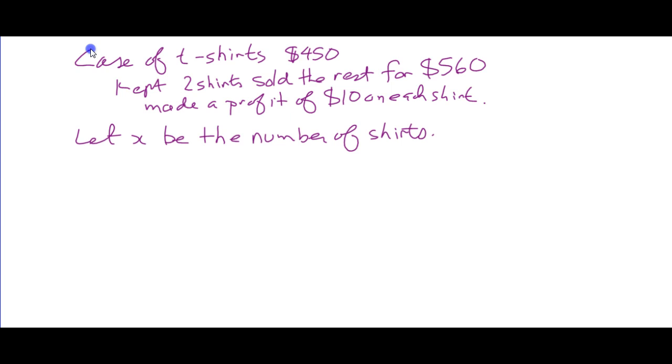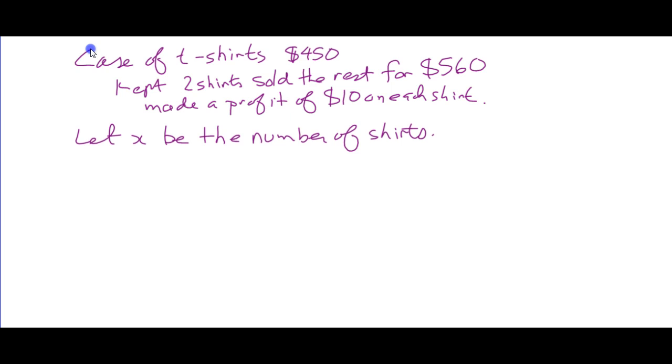So she made a $10 profit on each shirt. If she bought the shirts for $12, then she would have sold them for $22 each. So we need to figure out, if there were x shirts, how much did each shirt cost? So if there were 10 shirts, how much would each shirt cost?